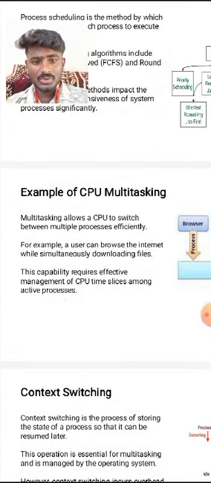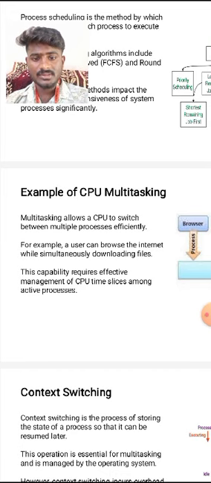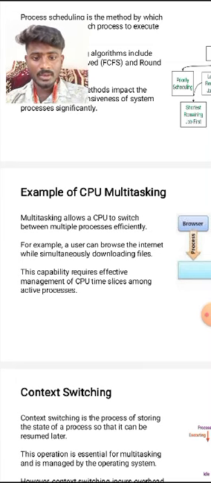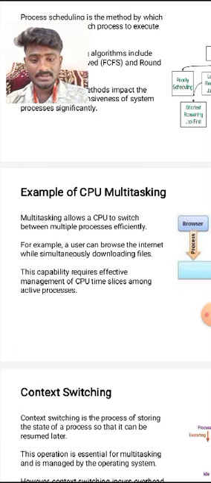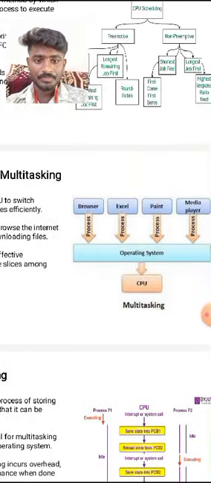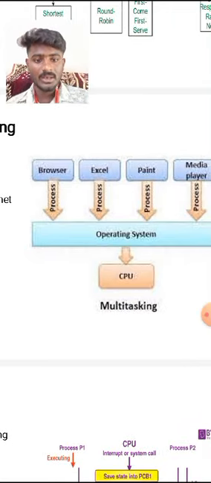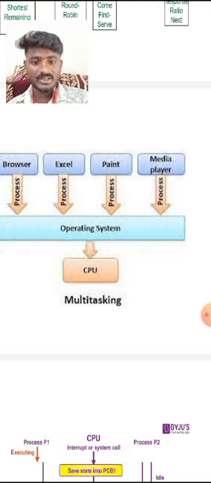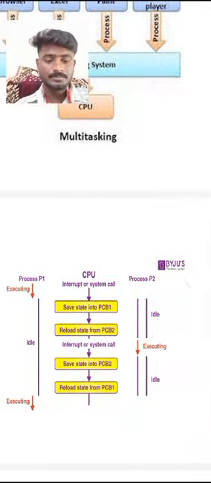Example of CPU multitasking. Multitasking allows a CPU to switch between multiple processes efficiently. For example, a user can browse the internet while simultaneously downloading files. This capability requires effective management of CPU time slices among active processes. Browser, Excel, PowerPoint, Media Player, processes, operating system, CPU, multitasking.